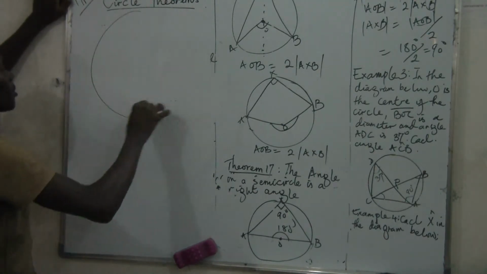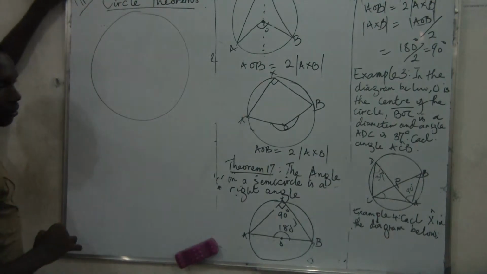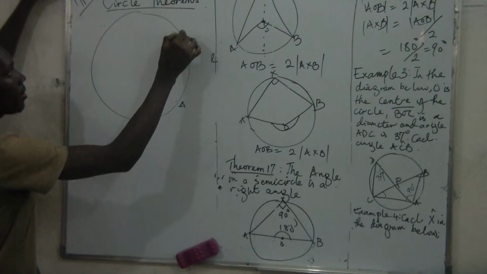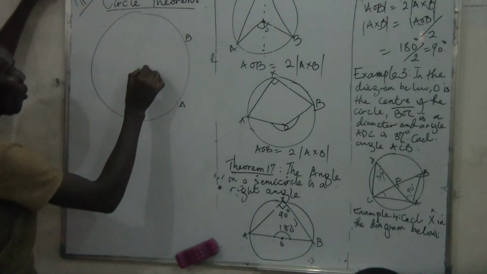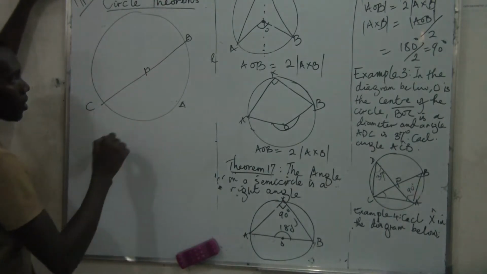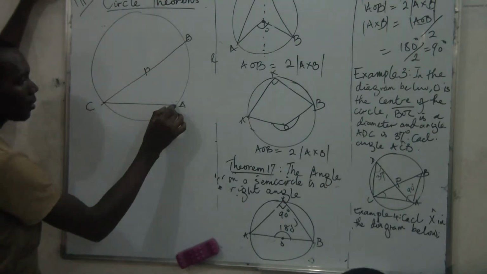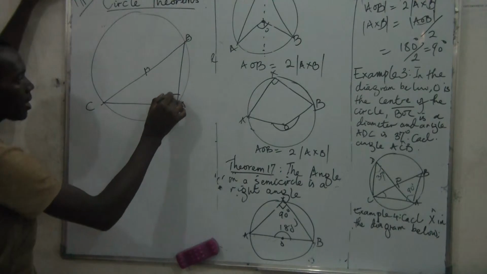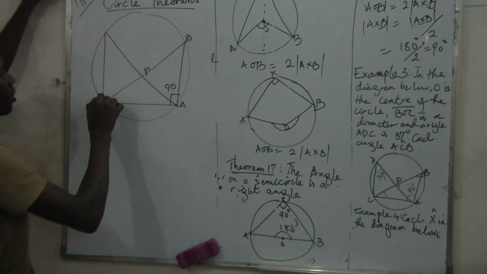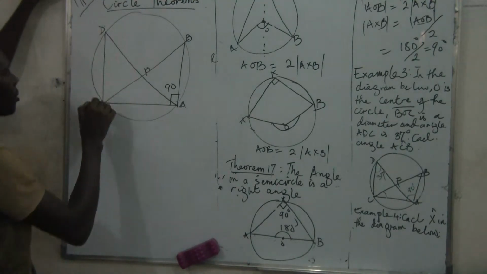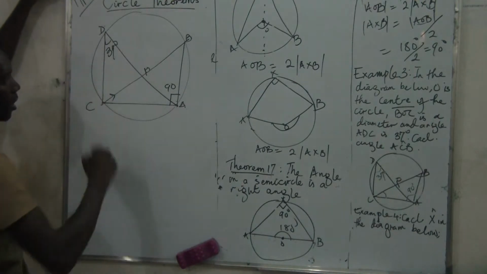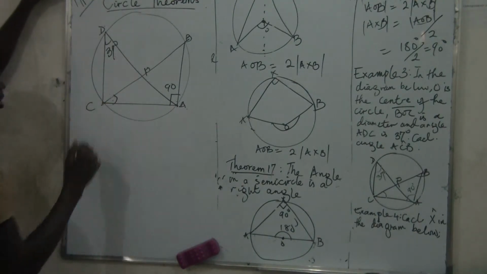We can draw the diagram in a more clear manner. We have A, B, O here, and C. So this is a semicircle, and this is the diameter. We said just now that this angle is 90 degrees. And we have angle ADC, which is 37 degrees. For us to find this angle.